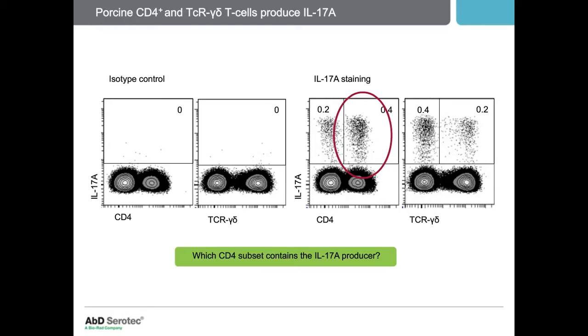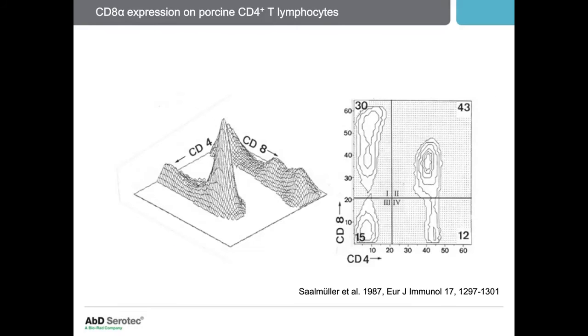For swine, it is known that besides the CD4 positive single positive and the CD8 positive cytolytic T cell subsets, an additional subpopulation of CD4 positive cells exists, the CD4 plus CD8 alpha positive T lymphocytes.